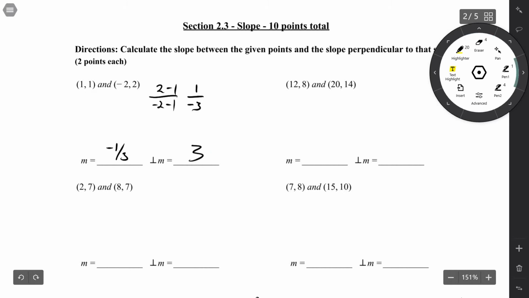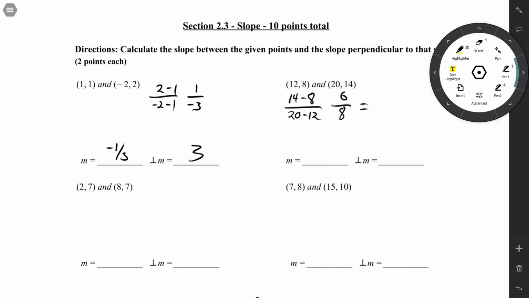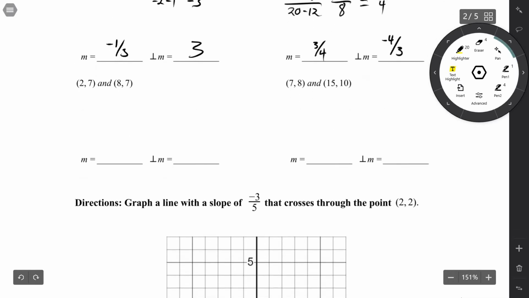No big worries. All right, what about this next one here? Bigger numbers, but not a problem. 14 minus 8 over 20 minus 12. This is going to give us 6 over 8, and that can simplify down to 3/4. So the slope here would be 3 over 4. That means the perpendicular slope would be negative 4 over 3. We're just flipping it, and if it's positive, make it negative. If it's negative, make it positive.